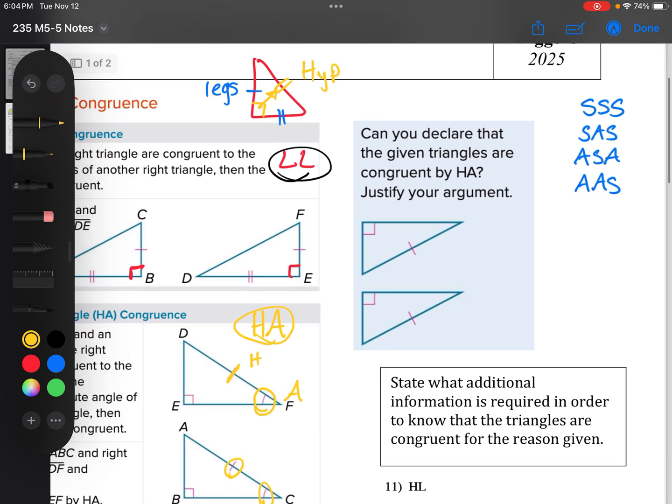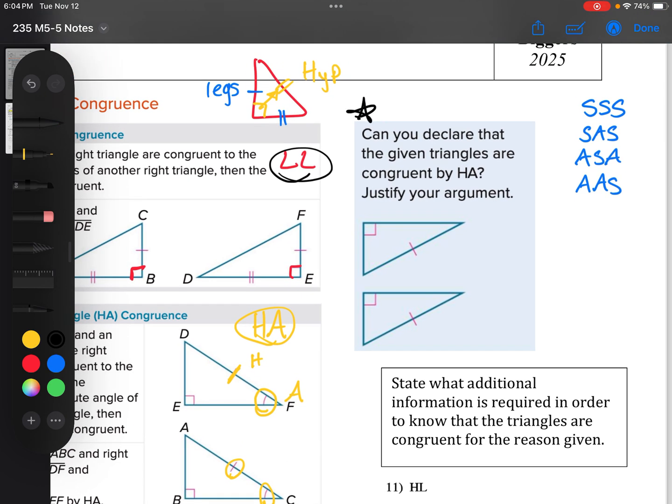Okay, let's go ahead and look up here. Can you declare that the given triangles are congruent by hypotenuse angle? So think about it. A hypotenuse is opposite of your right angle. Think about what you have in the diagram. See if you can figure it out.